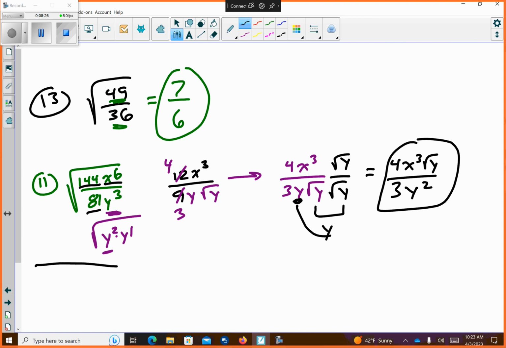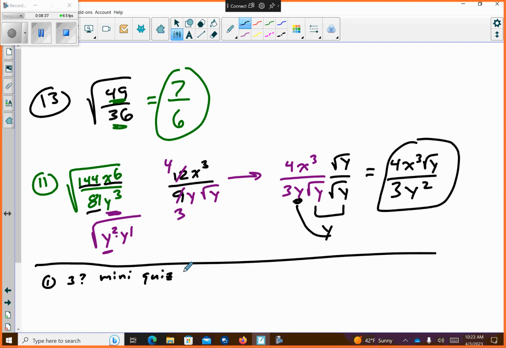So for today, we're going to take a 3-question mini quiz. Will this mini quiz hurt your grade? No. What will happen if you earn a 3 out of 3 on it? You have to save this and show me so I make sure I put the 3 points in. Okay?